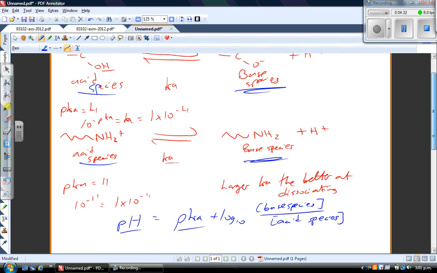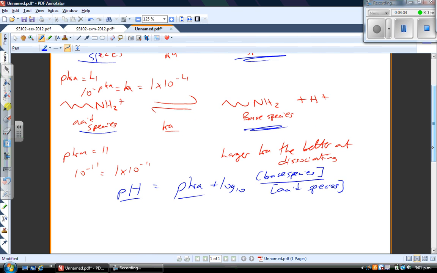So now the situation we're looking at is, if the pH is greater than the pKa, then in this case we have a pH of 7.4 that is greater than the pKa of 4, then the base species will be favored.